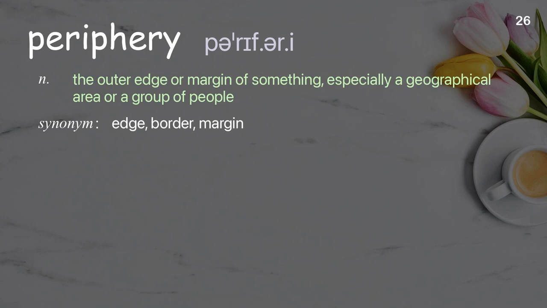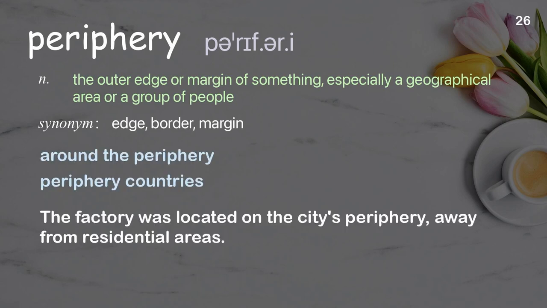Periphery: the outer edge or margin of something, especially a geographical area or a group of people. Examples: around the periphery, periphery countries. The factory was located on the city's periphery, away from residential areas.